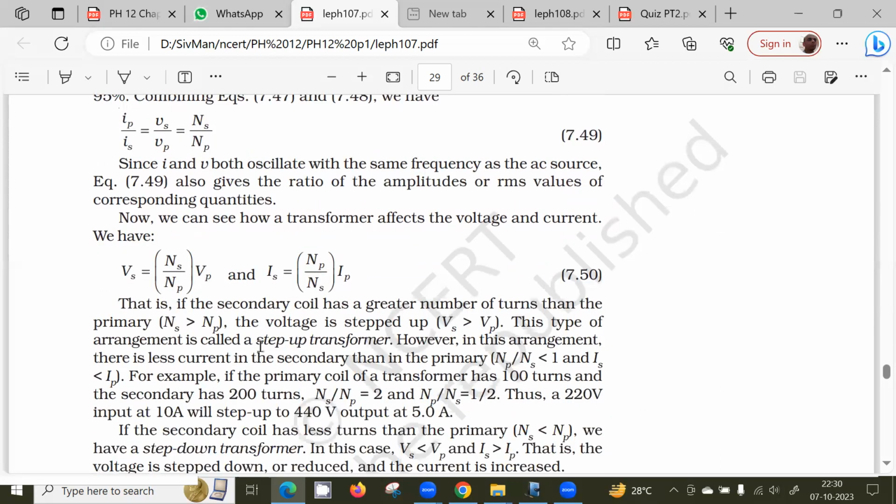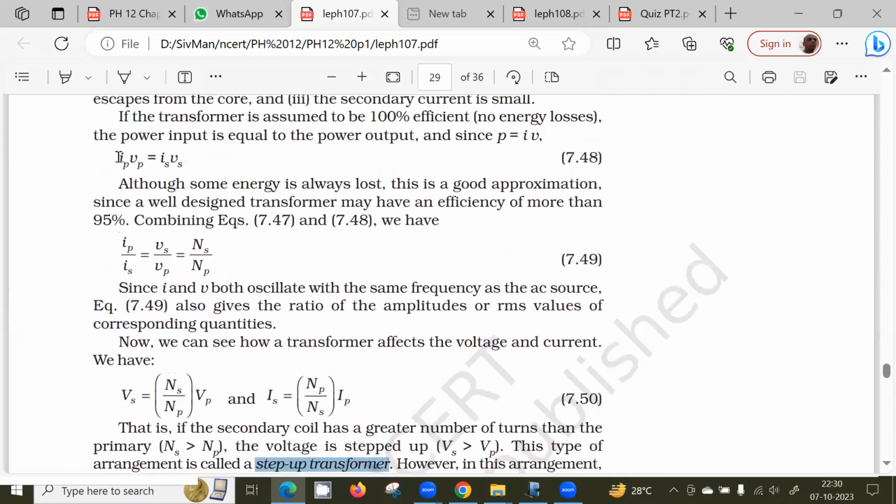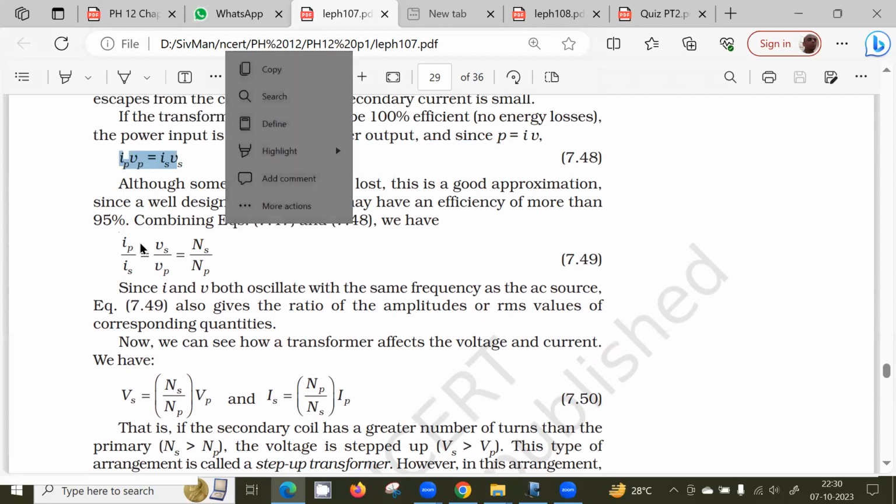In a step-up transformer, the voltage goes up, but the current will go down, so that the product of the current and the voltage is the same. Because we cannot create power, whatever the power is, it should remain the same on the input and output side. So if the voltage is going up, the current should go down.